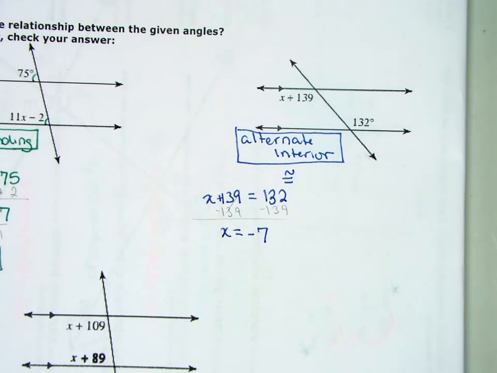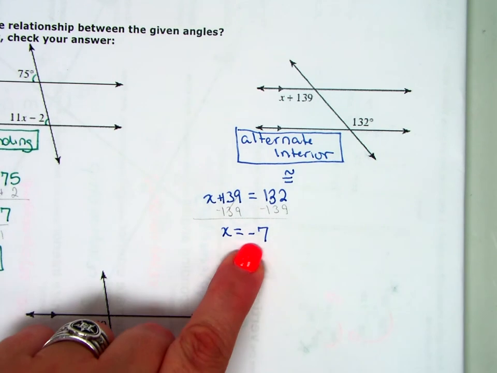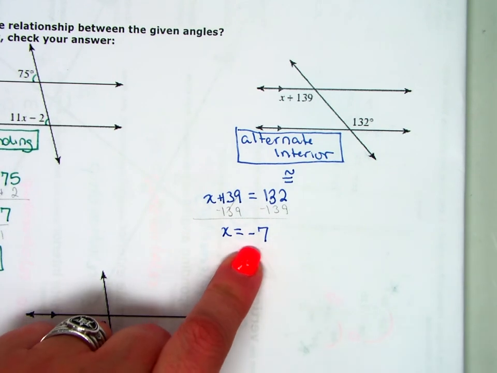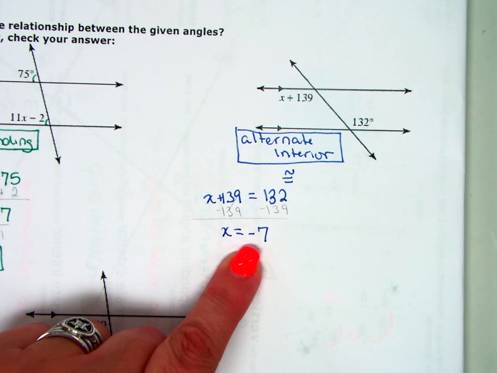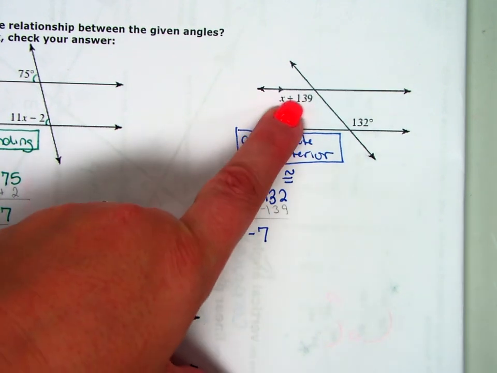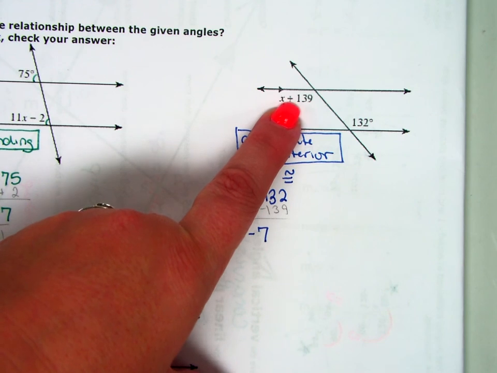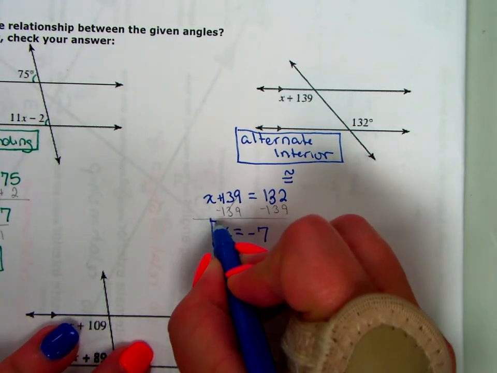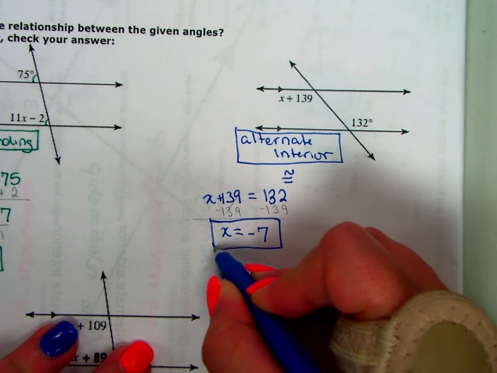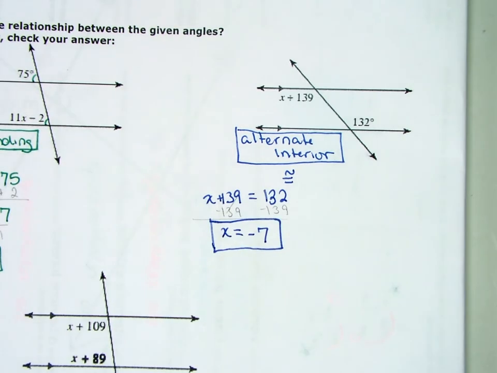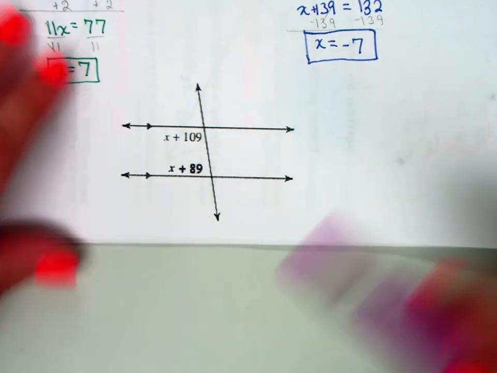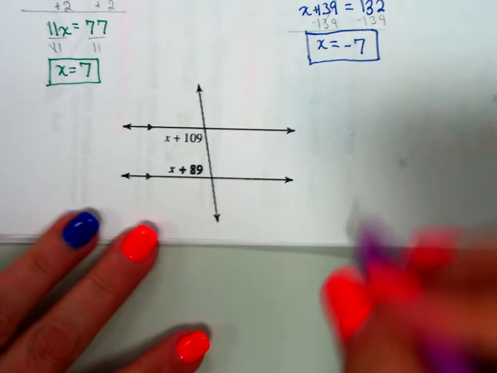Negative 7. And when I get a negative, sometimes my alarm bells go off and I go, wait, we can't do negatives in geometry. We can't have measurements that are negative. The variable can be a negative as long as when I plug it back into the problem, I get a positive measurement. So if I plug that negative 7 in here, I do get a positive 32 for the measure of that angle. So it's okay to have a negative x as long as it's not giving me a negative measurement. Hopefully that makes sense. Makes sense. Okay, good.